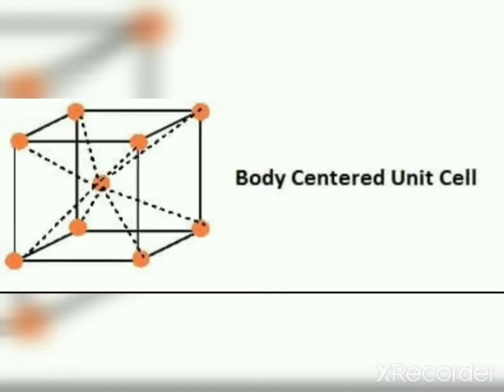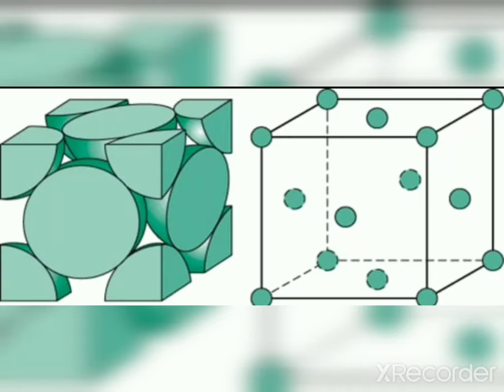A body-centered unit cell is shown here. Where do you find the particles in a body-centered unit cell? The particles are present at the corners. Along with that, one particle is also present at the body center of the unit cell. Thus, in a body-centered unit cell, particles are present at the corners as well as one particle at the body center. A face-centered unit cell is shown here.